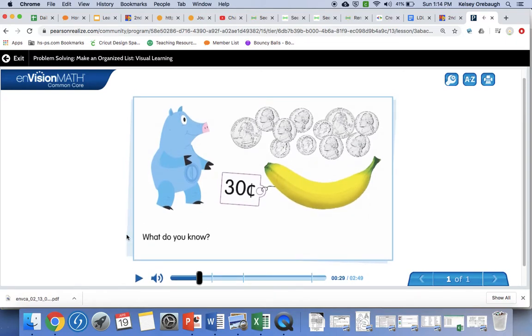Okay, what do we know so far? We want to buy a banana. We see here that the banana costs 30 cents. And we were told that we have quarters, dimes, and nickels. So that's what we know so far. We know we want something that costs 30 cents. We have quarters, dimes, and nickels. And we need to figure out how we can combine what we have to make the correct amount to buy the banana.